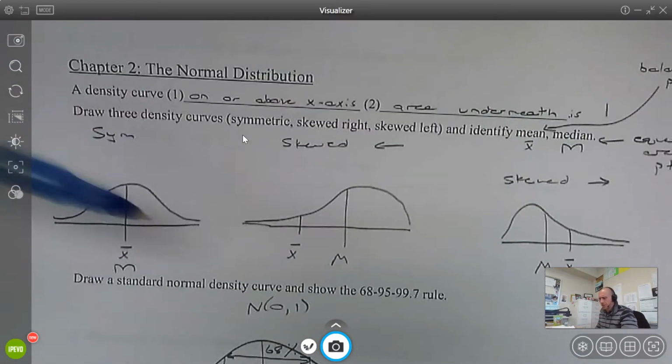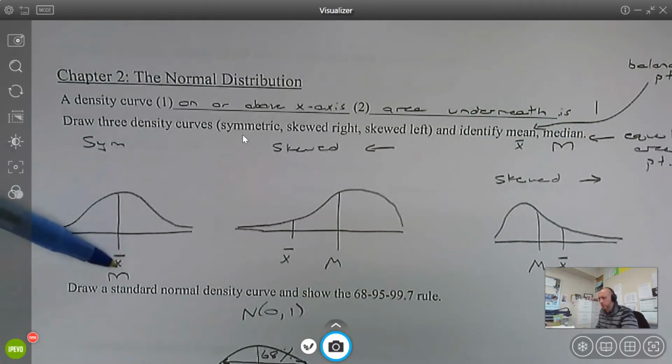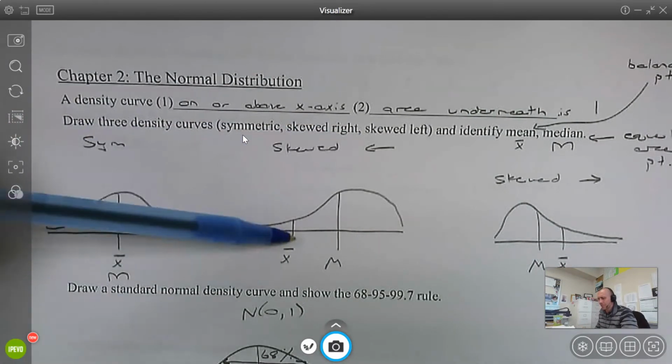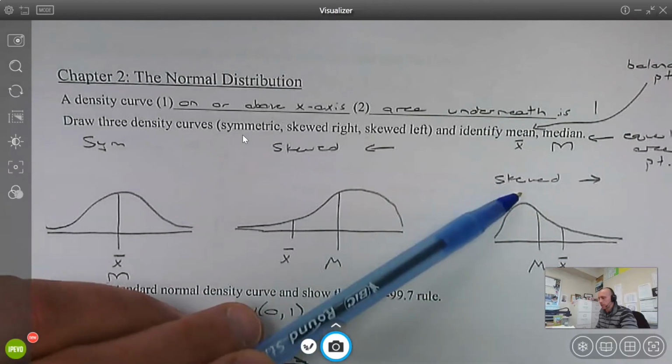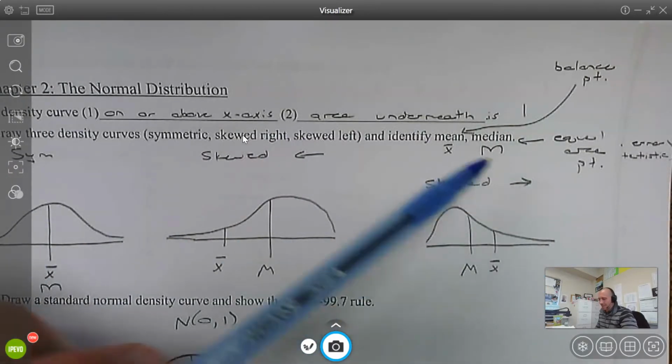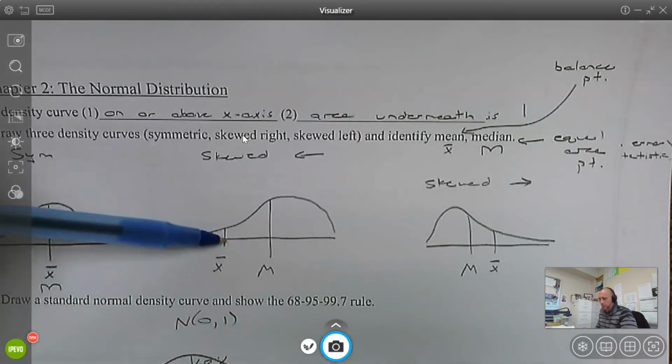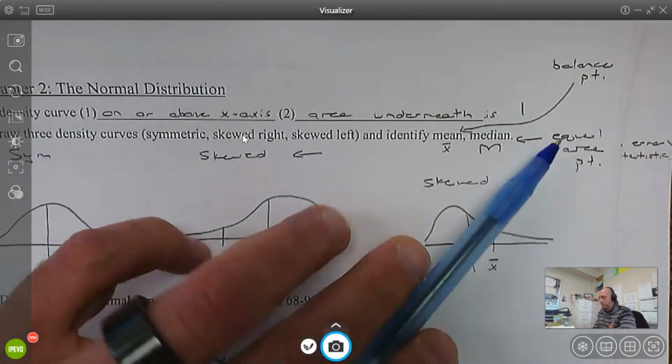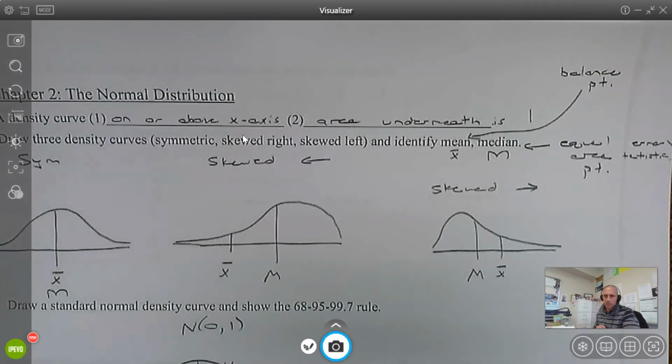So there's a symmetric density curve. The mean and median would be equal. Skewed to the left, the mean is less than the median, and skewed right, the mean is greater than the median. The mean is the balance point. If I were to put this on a balance, it's where it would balance. And the median is the equal area point.